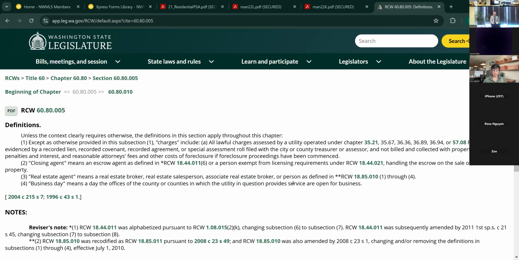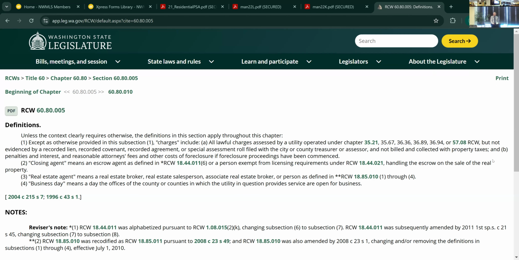Okay, so unless the context clearly requires otherwise, the definitions in this section apply throughout this chapter. Except as otherwise provided in subsection 1, charges include all lawful charges assessed by a utility operated under all these chapters, evidenced by a recorded lien, recorded covenant, recorded agreement, or special assessment roll filed with the city or county treasurer or assessor, and not billed and collected with property taxes, I'm assuming. And penalties and interest and reasonable attorney's fees and other costs of foreclosure if foreclosure proceedings have been commenced.